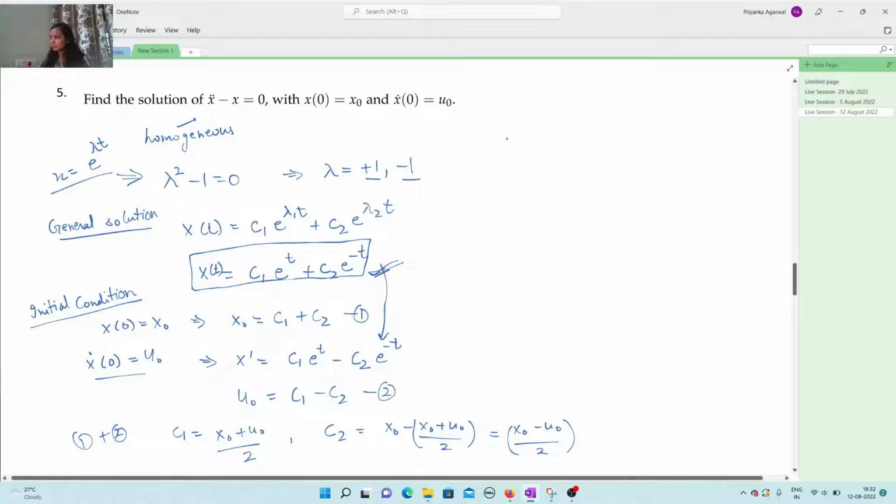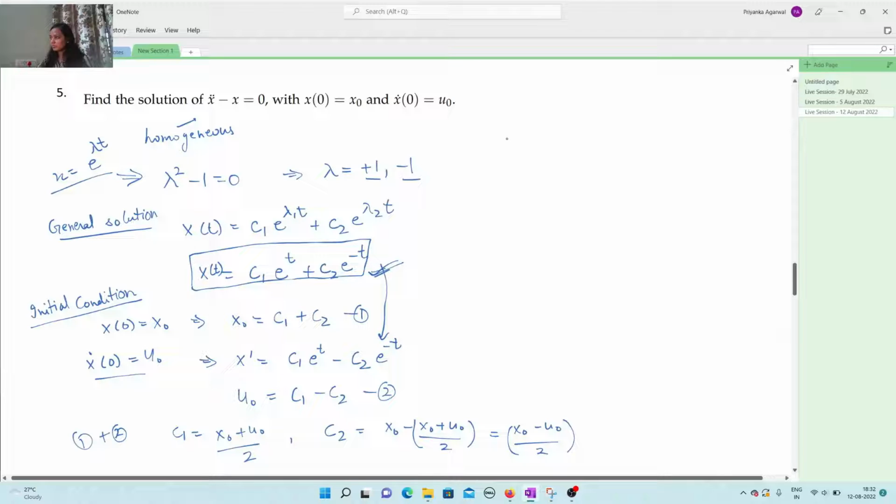So this will become, if you take e to the power t as common, c1 e to the power iota 2t plus c2 e to the power minus iota 2t. Now please note that this can also be written in the form of sine and cosine functions.